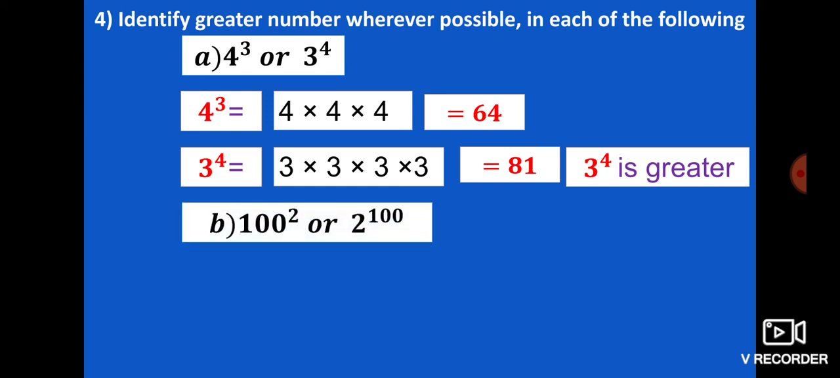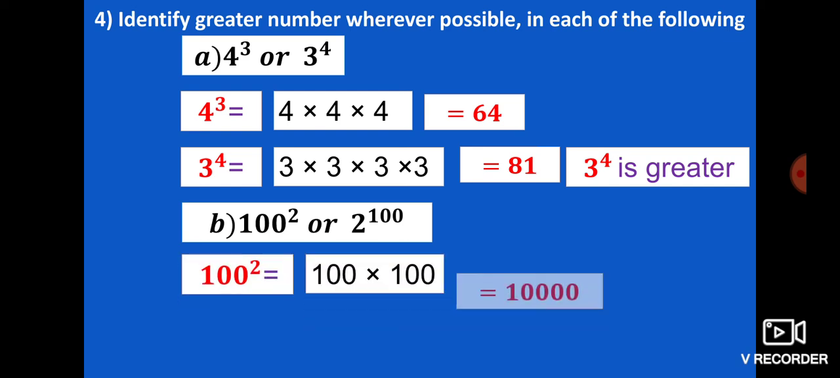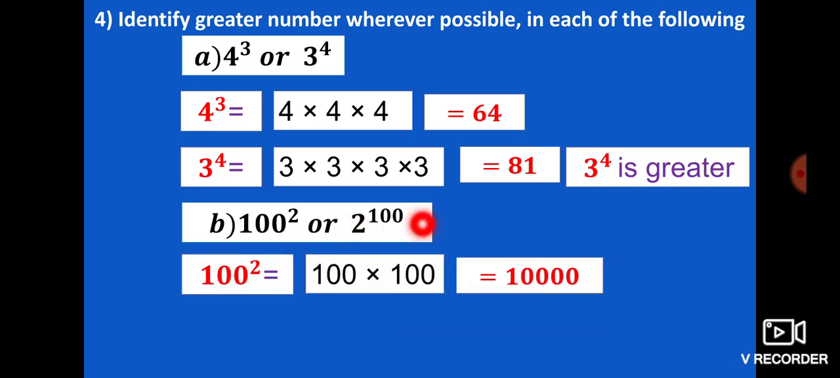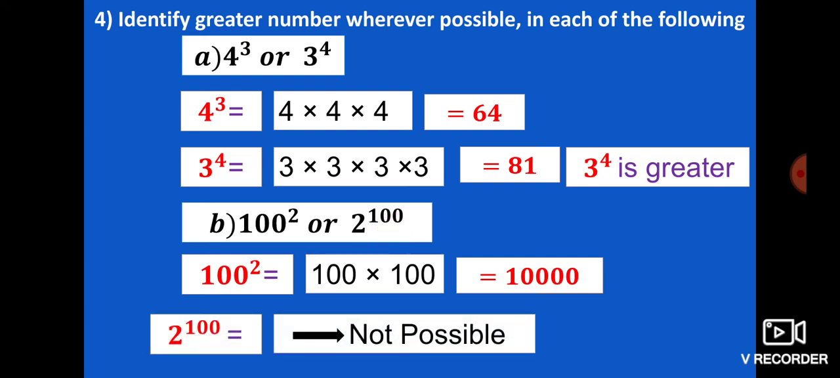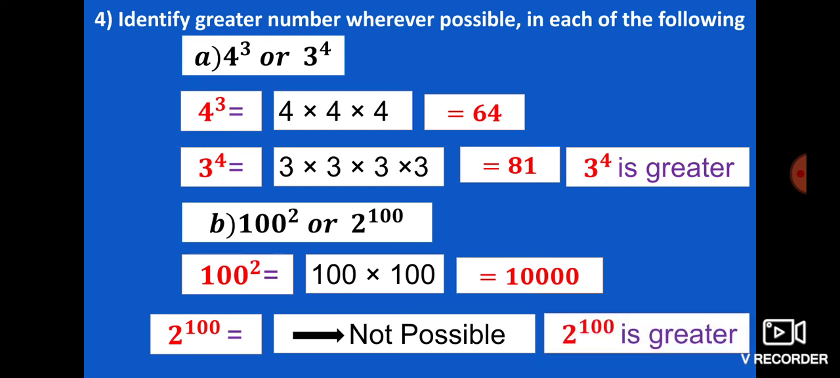B question. 100 square or 2 raised to 100. 100 square is 100 into 100, that is 10,000. Next, 2 raised to 100. Is it possible to find 2 raised to 100? That means multiply 2 one hundred times. It is not possible, but it is a very large number. So, which is greater? 2 raised to 100 is greater.